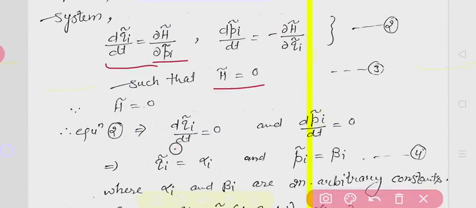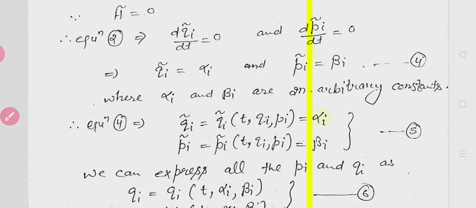So this equation will be 0, this will be 0. That means if you do integration, qi tilde will be equal to some alpha i and pi tilde will be equal to some beta i, where i is varying from 1 to n. These alpha i and beta i are the 2n arbitrary constants, you can check. Now qi tilde is a function of t, qi, pi, that will be equal to alpha i. Pi tilde is a function of t, qi, pi, that is equal to beta i. So this is the expression in terms of t, qi, pi.